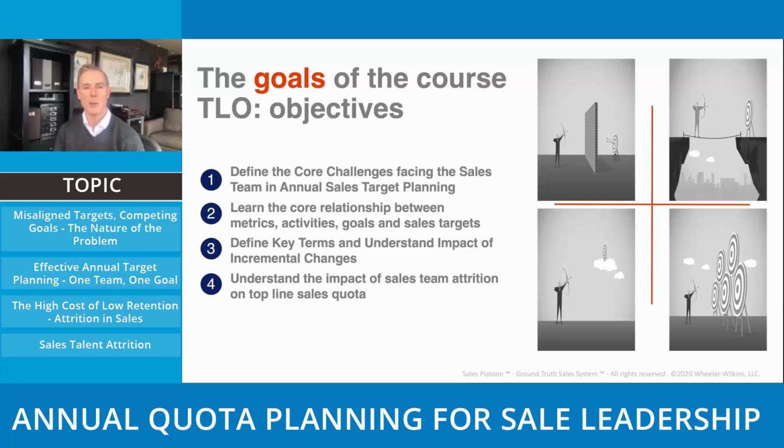We're also going to make sure that we define the key terms, understand the impact that we can have from incremental changes. So changing a comp plan one direction to another can make a huge impact on your ability to deliver results. And finally, we're going to understand the impact of sales team attrition on your top line sales quota. This was a critical piece that I missed really early in my career. And so while we can't go deep on every aspect today, we're going to go pretty deep on that one.